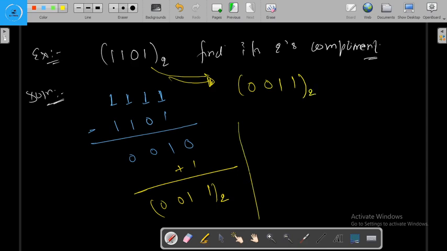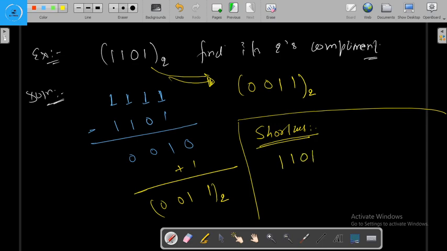Here is a shortcut for how we find the 2's complement in the case of binary. First write the given number 1101. We move from right to left, and see where 1 occurs for the first time. We write 1 here, and then we complement each digit. So we write the opposite of each remaining digit: 1 to 0, 1 to 0, and 0 to 1. So it's 0011.